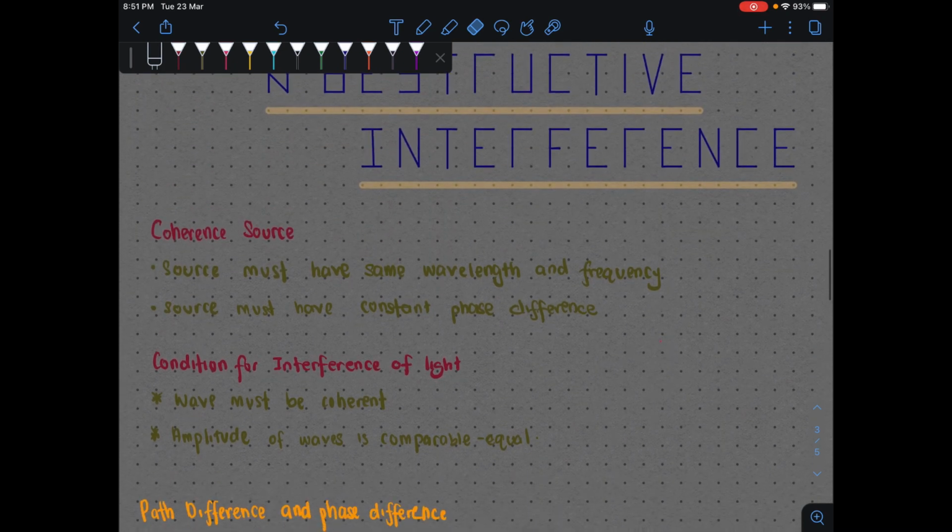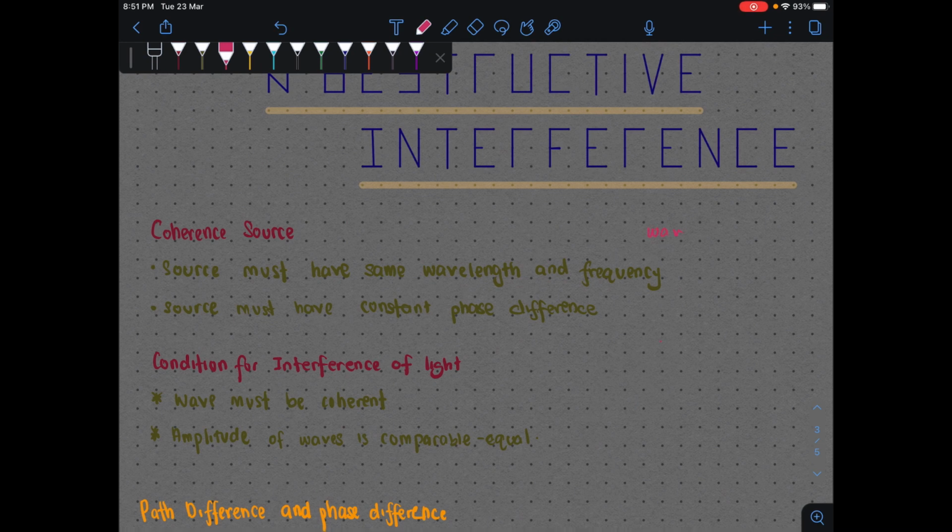So we are going to look at our syllabus here, we must know that the source that we have must be a coherent source. Dalam syllabus kita kena ada coherent source. Apa maksud coherent source dekat sini adalah the source must have the same wavelength and also frequency. Wavelength of the two waves must be the same and the frequency kena sama.